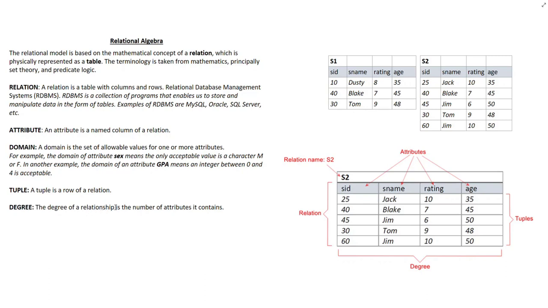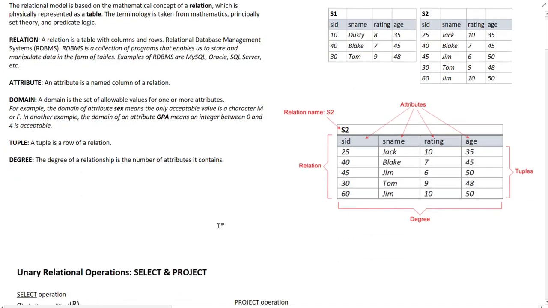And this should be relation. So here we are simply showing it with the images. The columns are called attributes. The rows are called tuples. The entire set of attributes and these instances of rows are called relation. And the degree is, of course, the number of attributes.